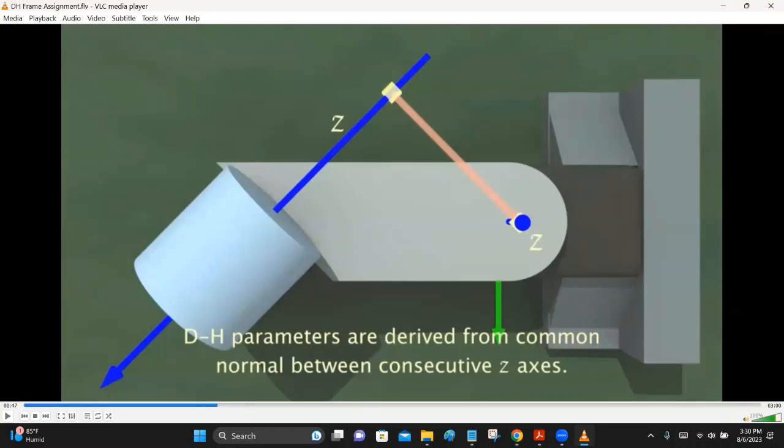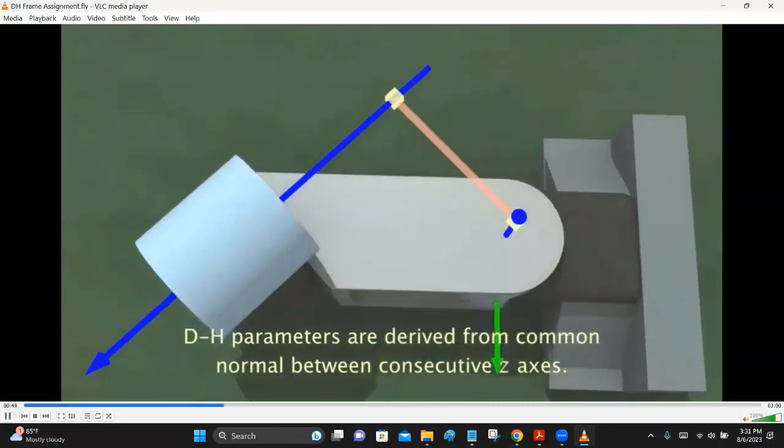Now you can see the common perpendicular, right? So your first joint axis, this z-axis, and the second joint axis, this z-axis. You draw them, and then this is the common perpendicular, and we take this as link length. Mathematically speaking, this is the link length. It does not have to be the physical length of the link from here to here. That you need to remember, okay?